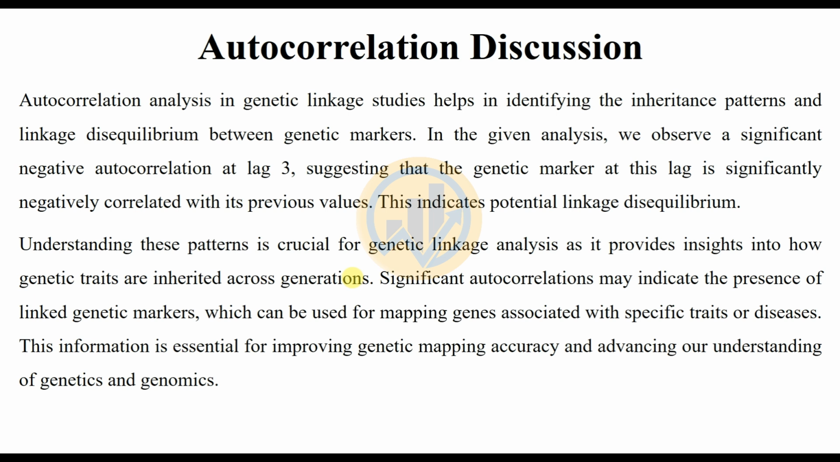In the given analysis, we observe a significant negative autocorrelation at lag 3, suggesting that the genetic marker at this lag is significantly negatively correlated with the reference value. This indicates the potential linkage disequilibrium. Understanding these patterns is crucial for genetic linkage analysis as it provides insight into how the genetic traits are inherited across the generations. The significant autocorrelations may indicate the presence of linked genetic markers, which can be used for mapping the genes associated with a specific trait or disease. This information is essential for improving genetic mapping accuracy and advancing our understanding of genetics and genomics.